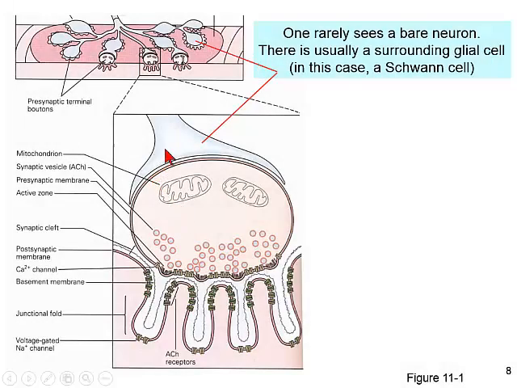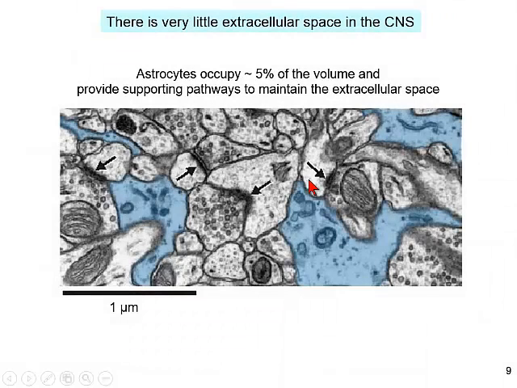And you will remember the archetypal case of the Schwann cell, which is that a single Schwann cell can cover many nerve muscle synapses. Schwann cells and oligodendrocytes are much of the reason that we very rarely see a bare neuron. There's usually a surrounding glial cell. And in fact, there is very little extracellular space in the central nervous system. And so the typical diagram that we have shown you in this course, which is a neuron hanging out in lots of extracellular solution, is really not true. Most of the space in the nervous system is occupied by cells.